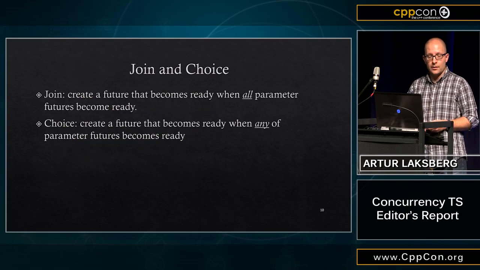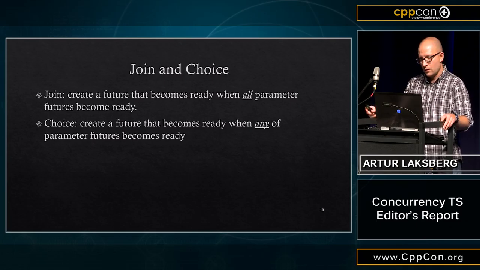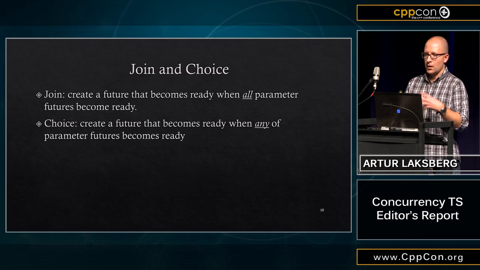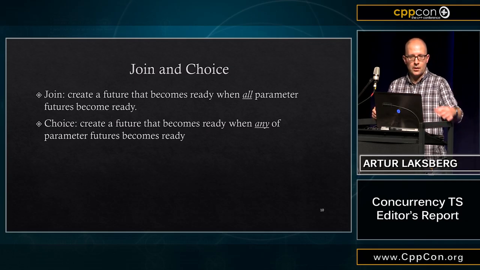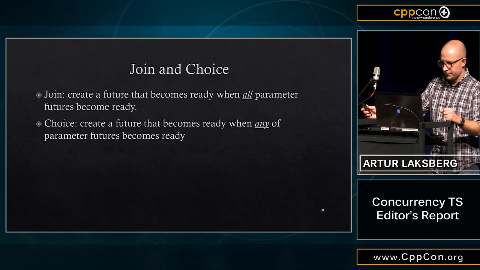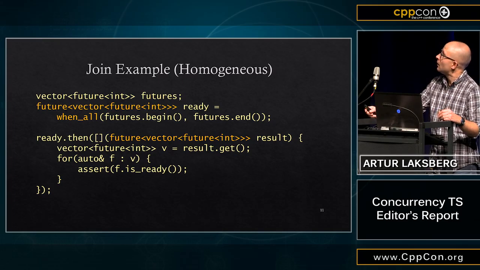In addition to the then method, the TS also introduces two operations that act on multiple futures, the join and the choice. The join creates a future that becomes ready when all parameters passed into it are ready, and choice creates a future that becomes ready when at least one of the parameters is ready. Both join and choice come in two forms, homogeneous and heterogeneous. This is a homogeneous case.